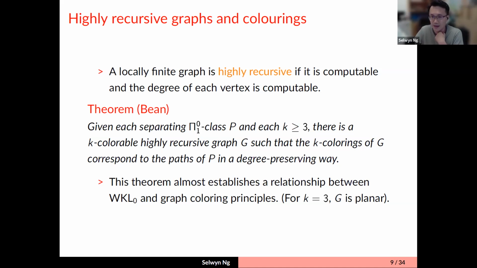So Bean then proved certain theorems about separating Pi01 classes and encoding them into highly recursive graphs. I don't really want to discuss this too much, but anyway, there were some relationships already being established between Weihrauch's lemma and graph coloring principles, even as early as Bean's work.